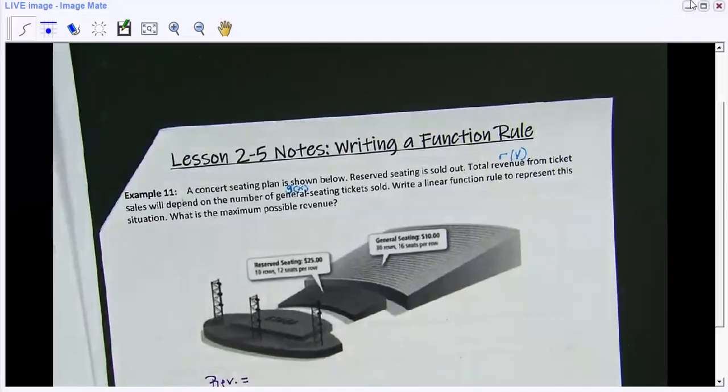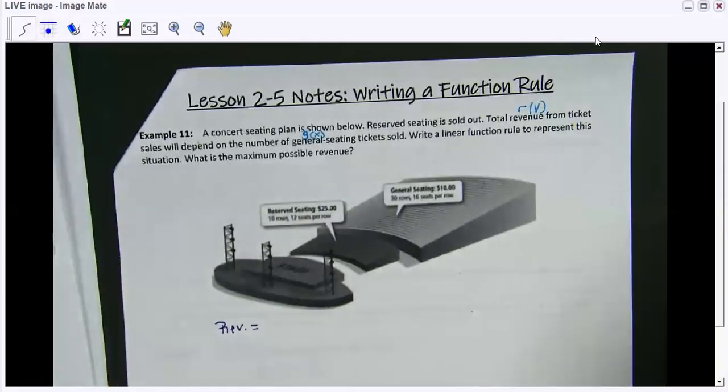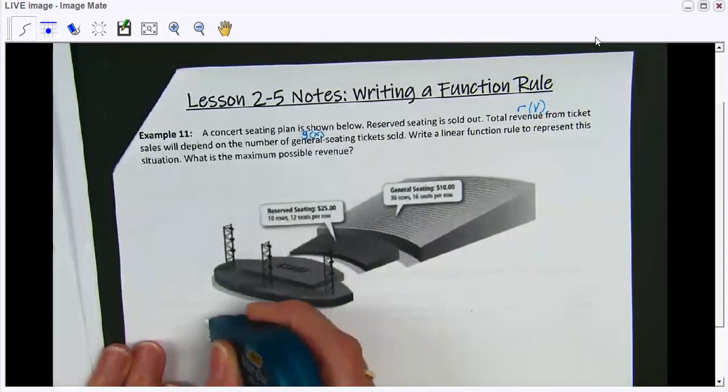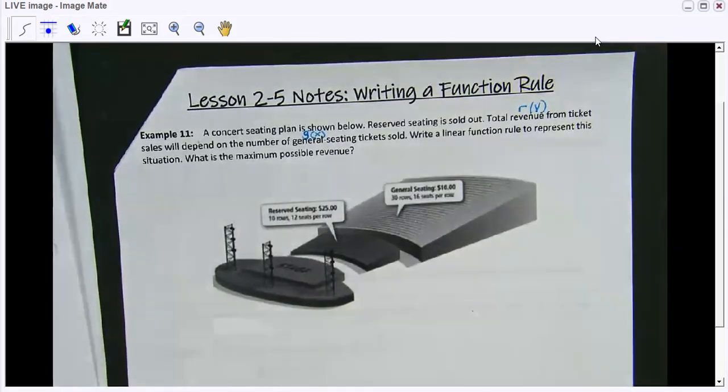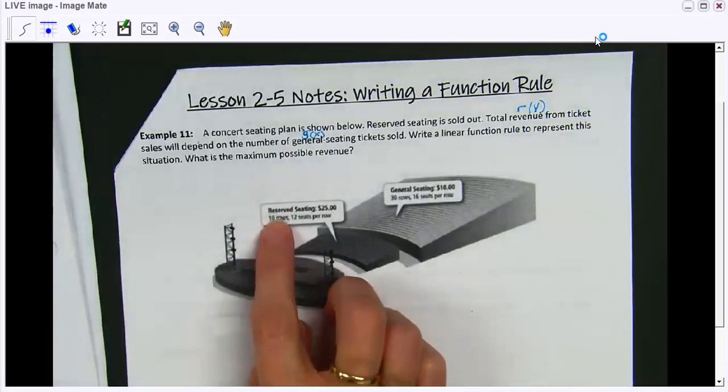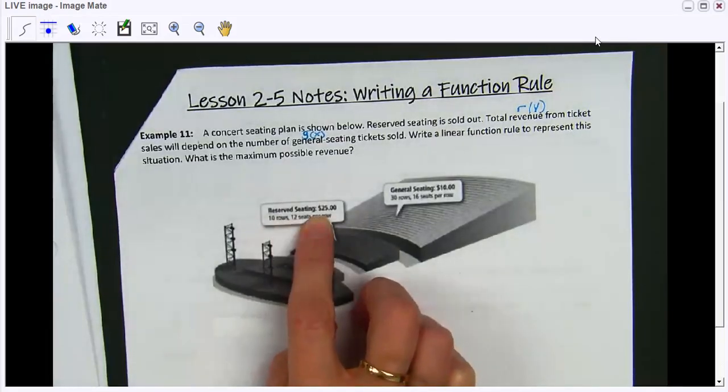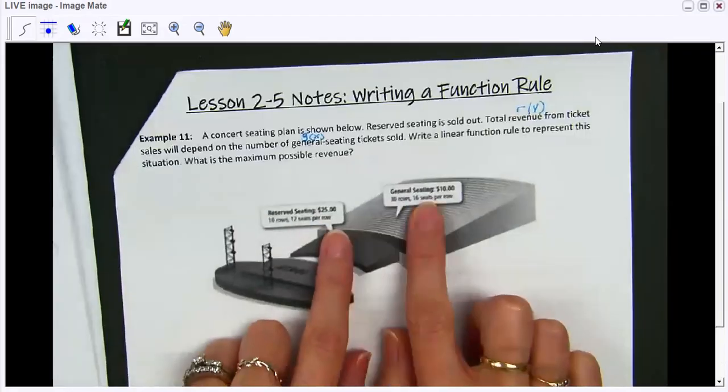I need to move this down. Okay, so this is kind of a two-parter. I'm going to erase this for just a second. It says that the total revenue from ticket sales depends on the number of general seating tickets sold, but we also have to take into consideration the reserved seating. Okay, so let's look at each of these.